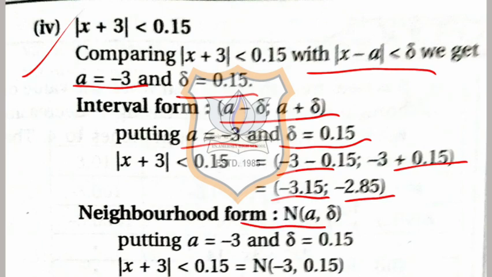Now let's find the neighborhood form, that is N a delta. A is minus 3, delta is 0.15. So our answer will be N minus 3, 0.15. This is the neighborhood form.